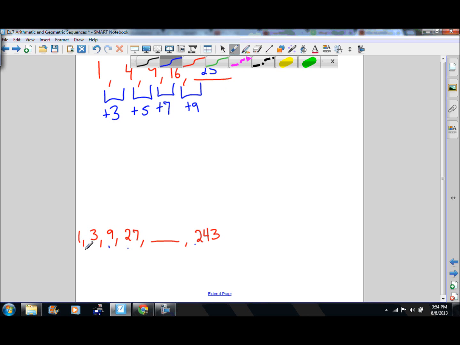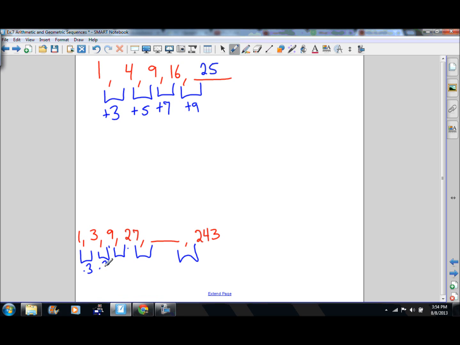And so for the problem at the bottom here, just from the pattern of addition, we're adding 2, adding 6, adding 18. It doesn't look like there's a pattern there, so it has to be a multiplication one. If we're going from 1 to 3, that's multiplying by 3. 3 to 9, that's multiplying by 3, and it looks like we found the pattern. Therefore, we have to do 27 times 3, which is 81.